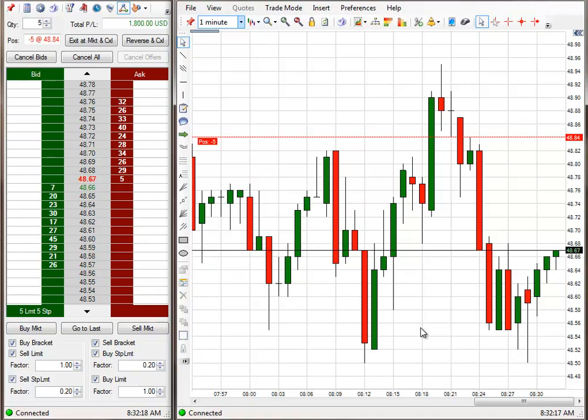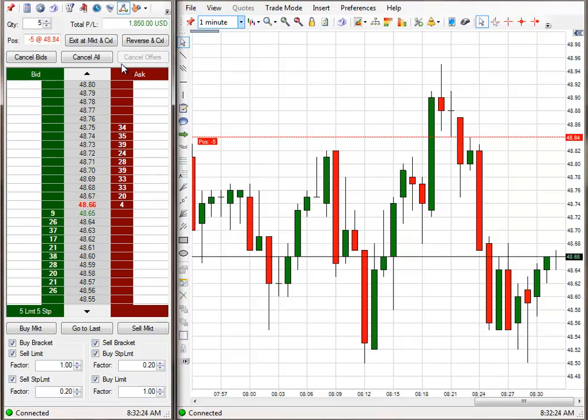I believe this thing is doing the same pattern. It's doing the same exact pattern. I'm going to get out.